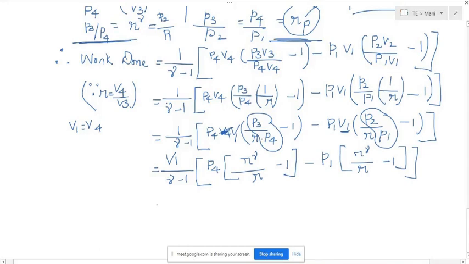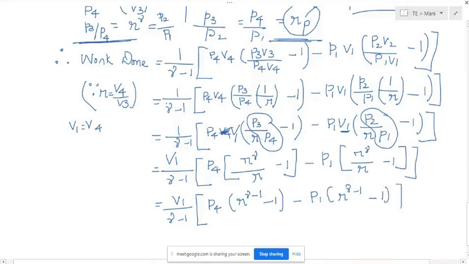Okay, and P1 divided by gamma minus 1. So here P4 into, if you move from the denominator to the numerator, we can say r power minus 1. So we can write like this, okay, P1. So here also the same thing, r power gamma minus 1 minus 1.